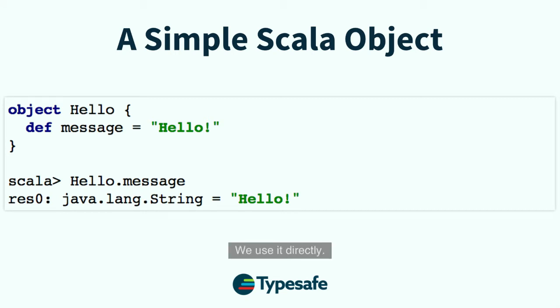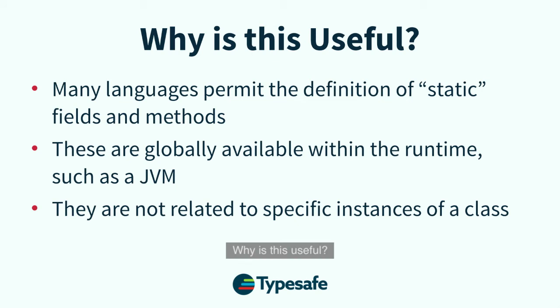We use it directly. This is because this object is a singleton instance and is already instantiated for us when we try to call the message method. Objects are lazily instantiated so that they are instantiated the first time you try to use them. Why is this useful? Many languages permit the definition of static fields and methods, which are not tied to a particular instance of a class. They're globally available within the runtime, such as the JVM.